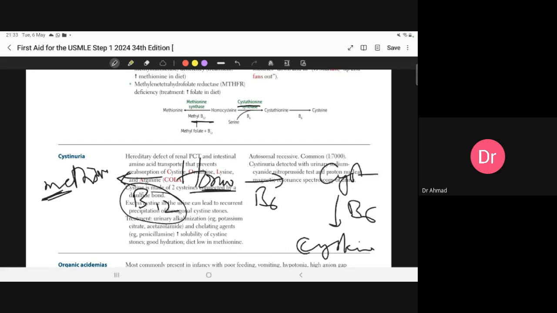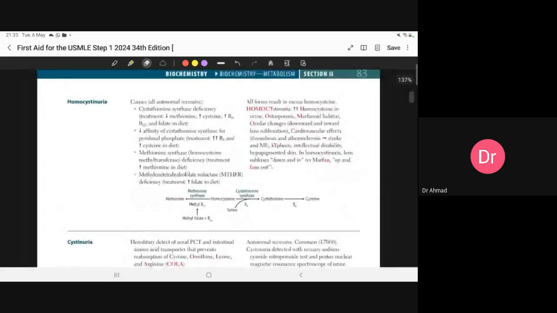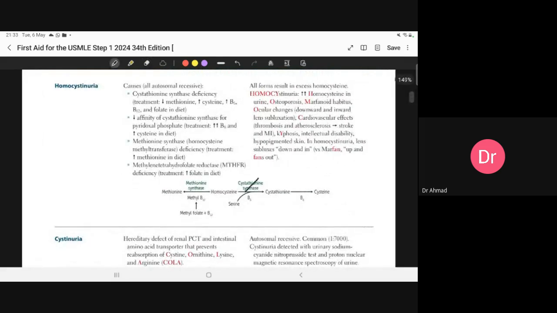The common deficiency that you have here is your cystathionine synthase. Okay, cystathionine synthase. If this enzyme is deficient, what happens is that you will convert all of your homocysteine into methionine. Okay, and that's why in the treatment you decrease the diet that has high levels of methionine. The treatment is you decrease your methionine because then this homocysteine is not accumulated and can be directed to the formation of your methionine.